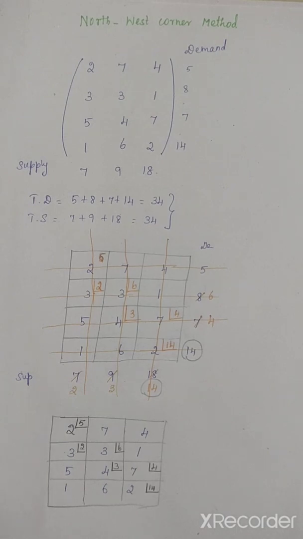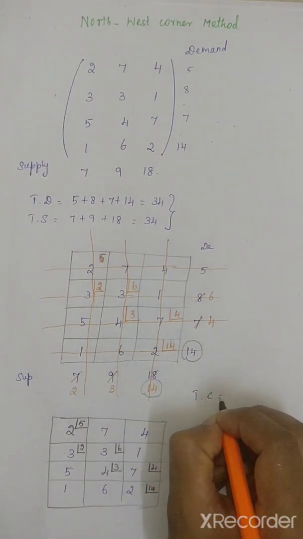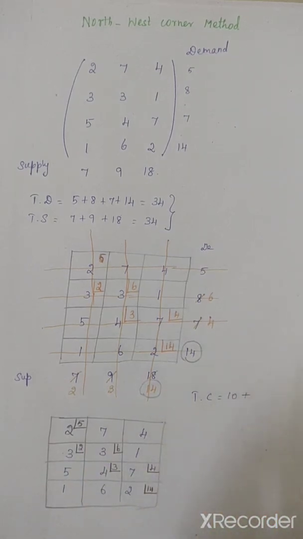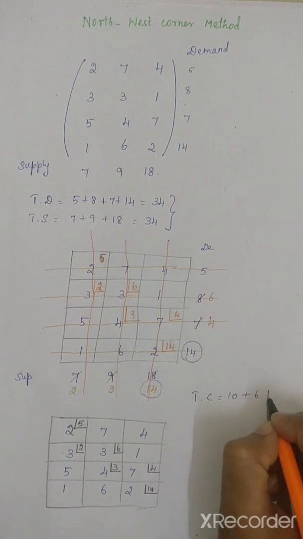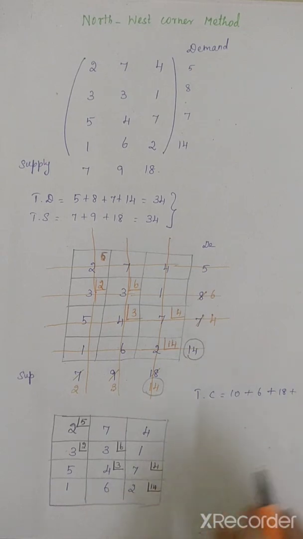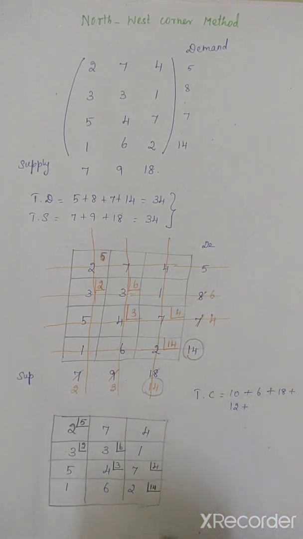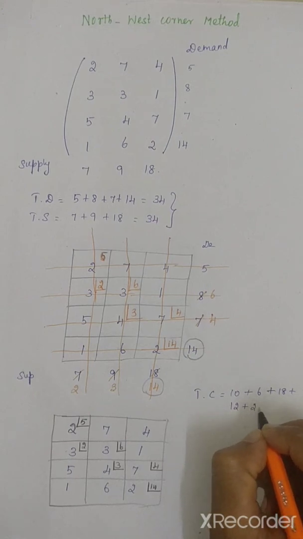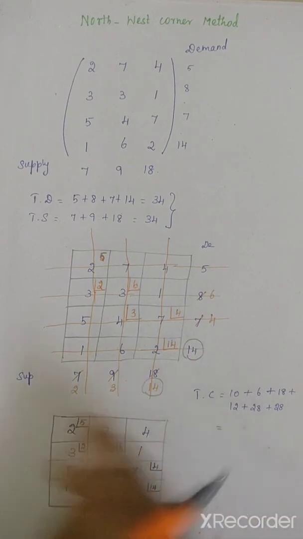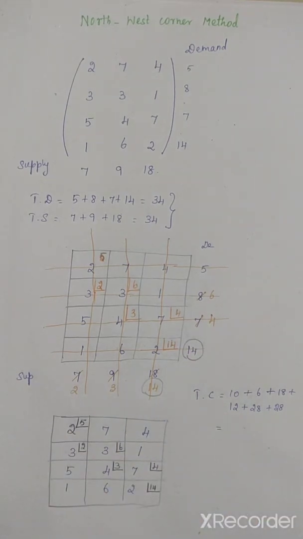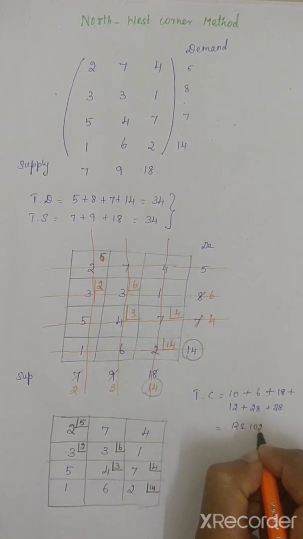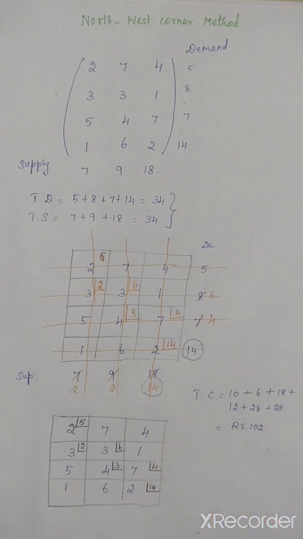So finally you have to write the transportation cost like this. Transportation cost is equal to 2 into 5, 10, plus 3 into 2, 6, plus 3 into 6, 18, plus 4 into 3, 12, plus 7 into 4, 28, plus 2 into 14, 28. That is equal to 102. That is, rupees 102 is your transportation cost.